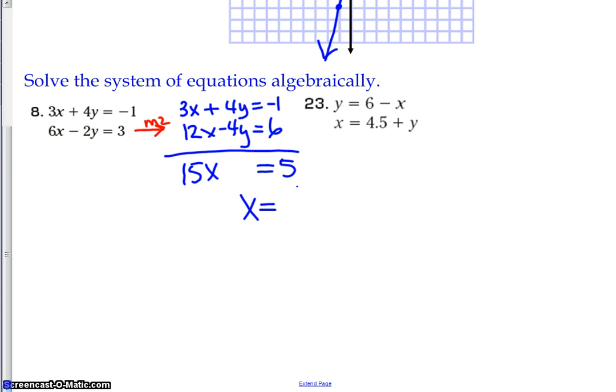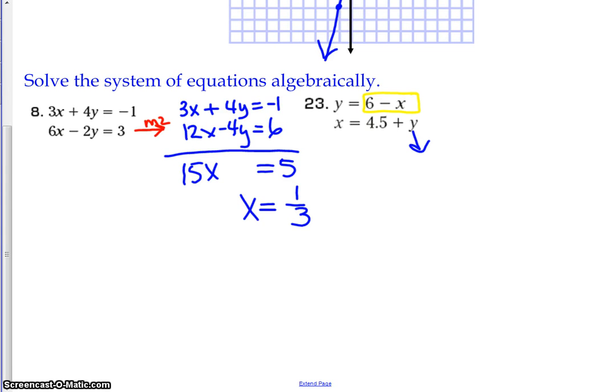Therefore, my x equals 1/3. If I divide both sides by 15, be careful there that you don't say that x equals 3. We're dividing both sides by the 15 to get x all by itself. In this second equation, I'm looking here to say, hey, my y can be replaced with 6 minus x. So wherever there's a y, I can replace it with 6 minus x. My x could have also been replaced with 4.5 plus y. It really doesn't matter which direction you go.